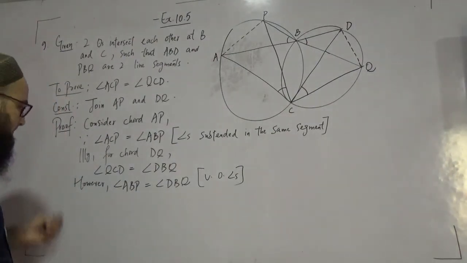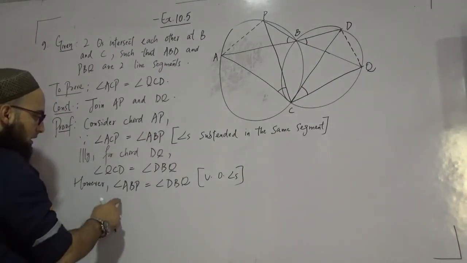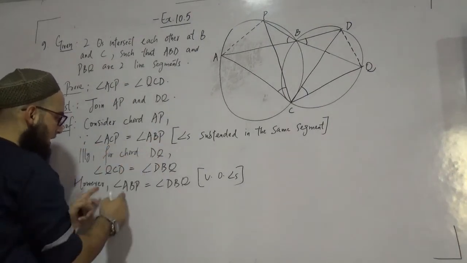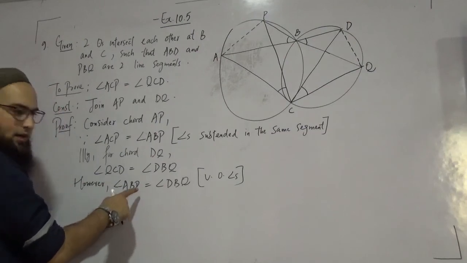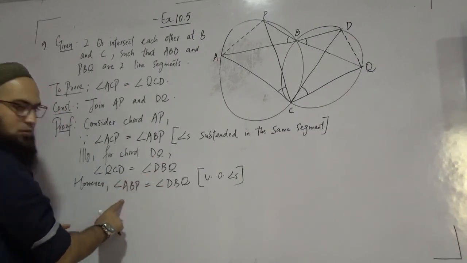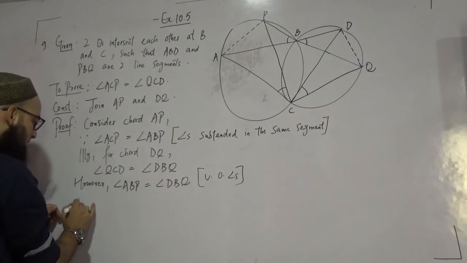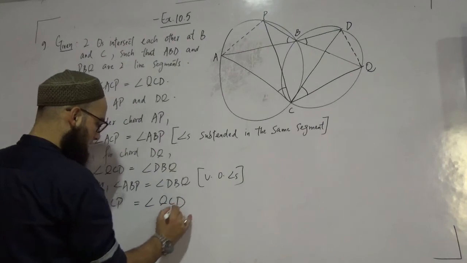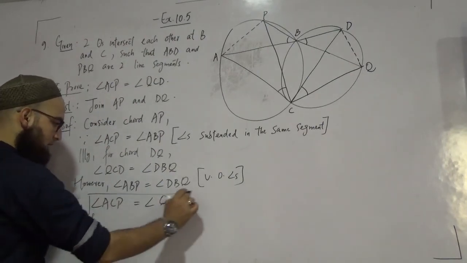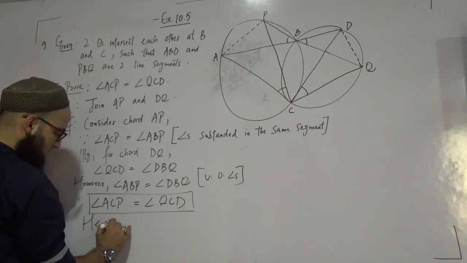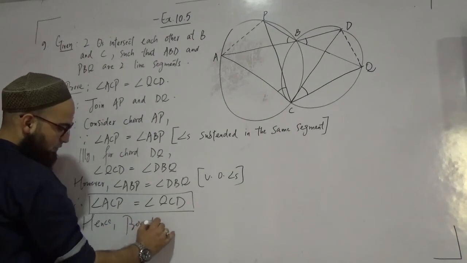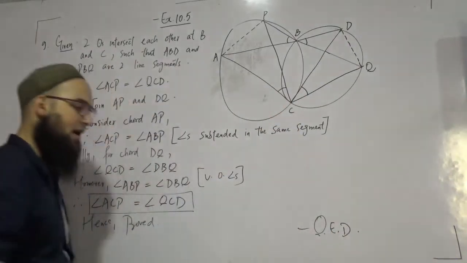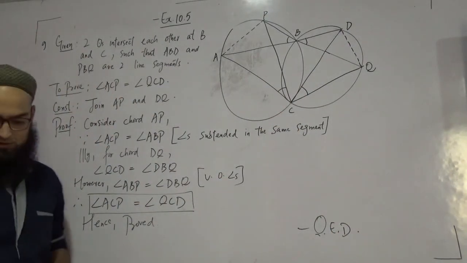If that's the case, ACP is equal to ABP, and QCD is also equal to ABP because DBQ is equal to ABP. Therefore, you can say angle ACP is equal to angle QCD. Hence proved. Quod erat demonstrandum. Kindly make a note.